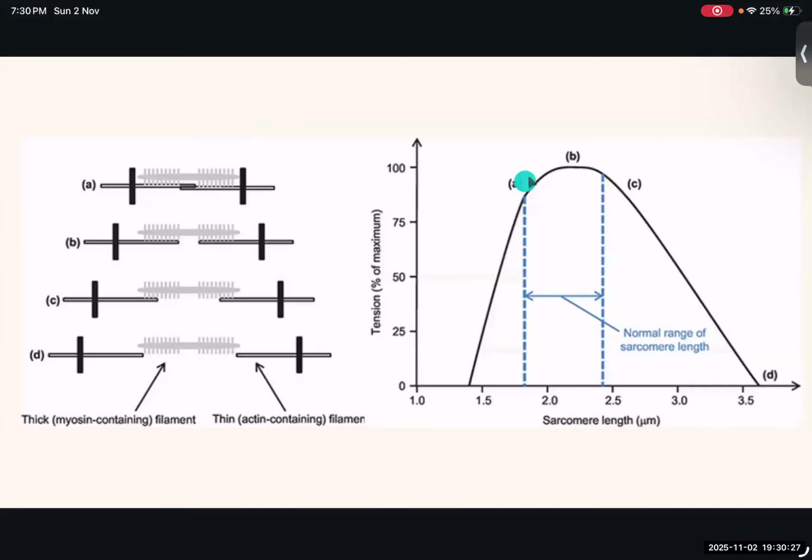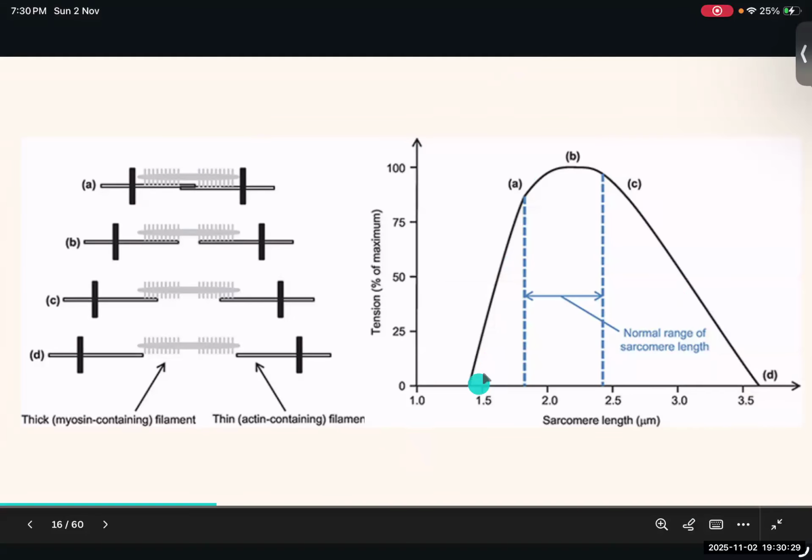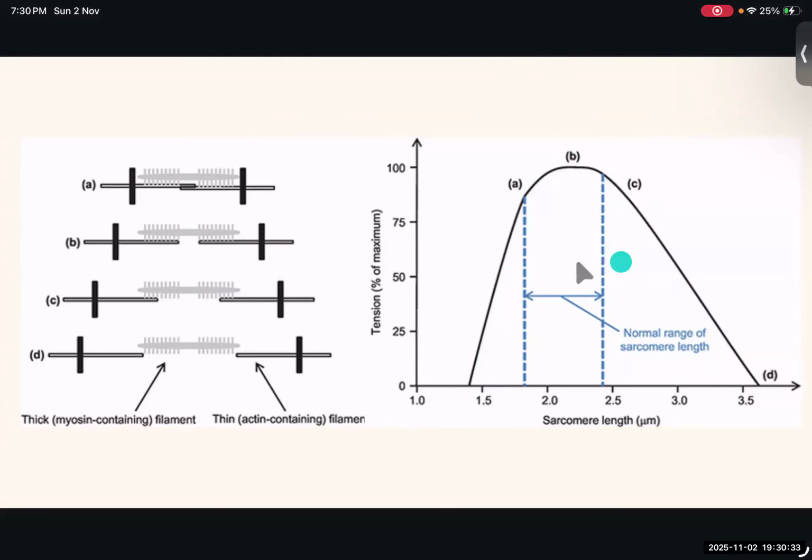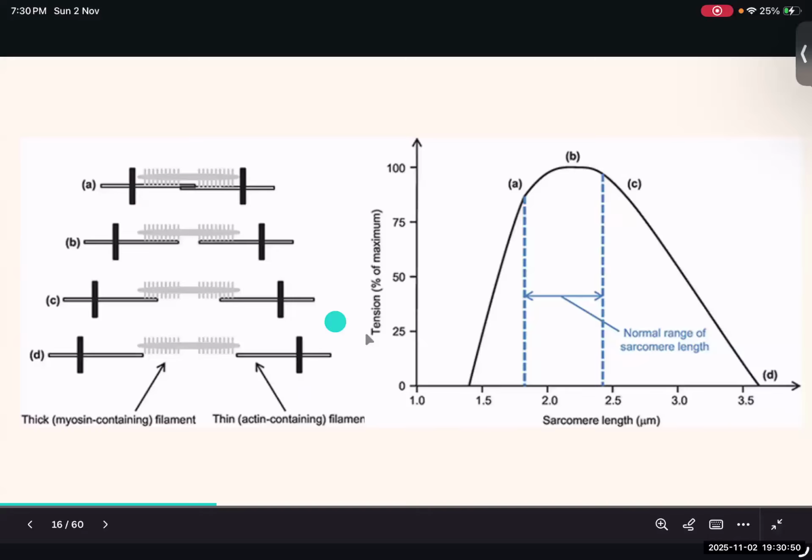And this is how it looks like on a graph. Now, if we stretch at a certain point, we get this ideal or golden range, or the normal range of sarcomere, which coincides with B. Okay. The point that I want to get across to you guys is that the more we stretch the muscle, the higher the contraction, or the stronger the tension is going to be.